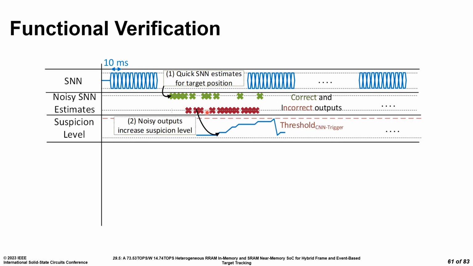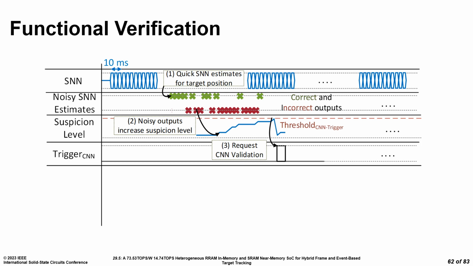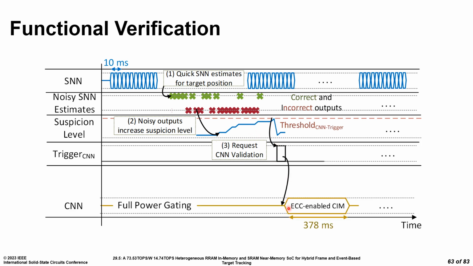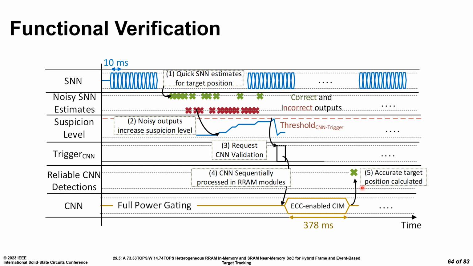If there are multiple incorrect outputs, the suspicion level rises as shown here. If it hits a threshold, it basically means that we may not be tracking the correct object and a new CNN anchor is necessary. So the CNN is triggered for validation, and this causes the CNN to run and provide us with an accurate output. This CNN output or anchor is used to check the correctness of SNN outputs.